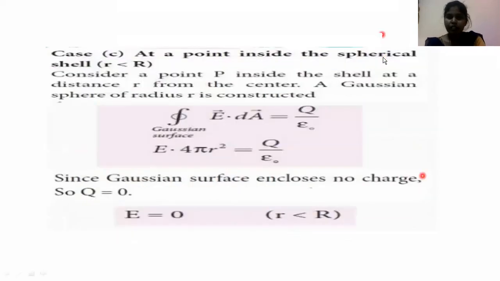Now the third case, the point inside the spherical shell. Consider a point P inside the shell at a distance r from the center, which we have seen before in the slides. Let us consider the point P inside the shell at a distance r from the center, and a Gaussian sphere of radius small r. So integration E dA is equal to Q by epsilon naught. So E into 4 pi r square is equal to Q by epsilon naught.